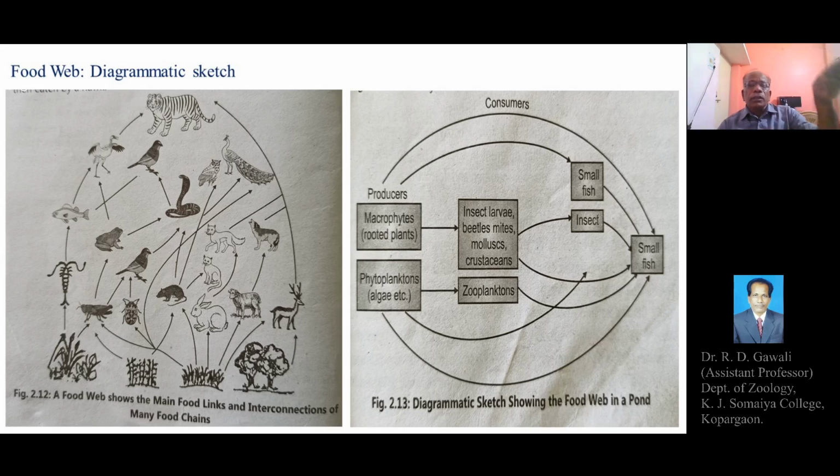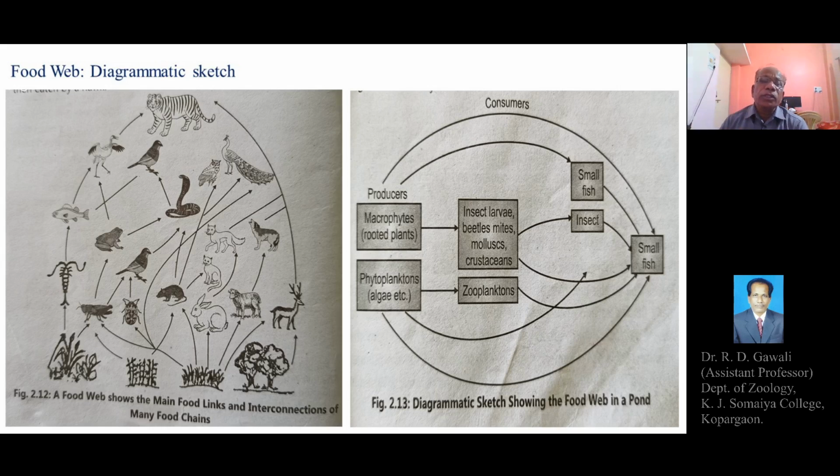So these are the different food chains, which are interlocked with one another, and one organism of a particular feeding level or trophic level serves as food for more organisms of the higher trophic levels of another food chain or different food chains. In the right-hand side diagrammatic sketch, we can also explain the food web in a pond.